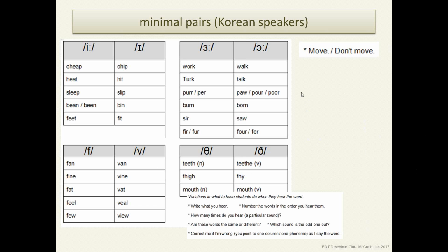Okay, another question. How much time would you spend on pron in a general English course? Wow, interesting question. Yeah. I suppose it depends on how long the lesson is, how long the course is, how long the students are there.